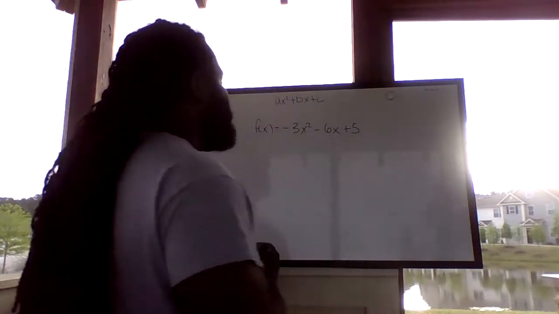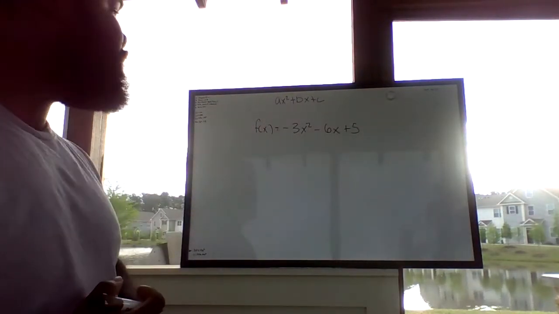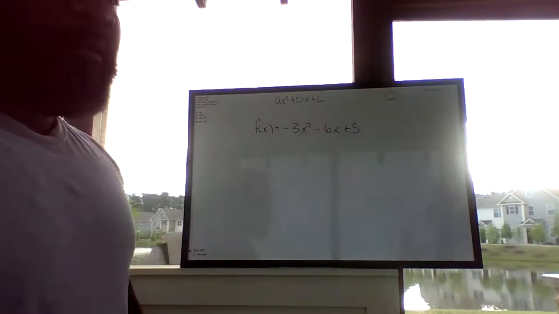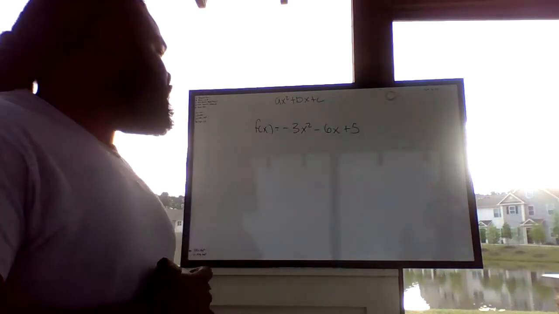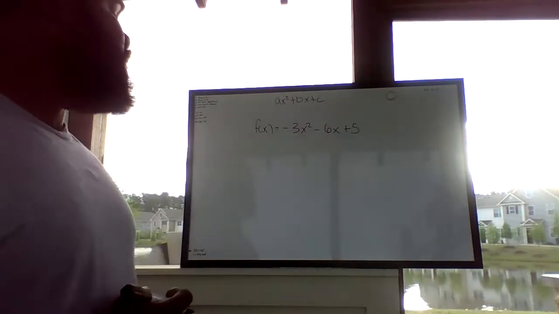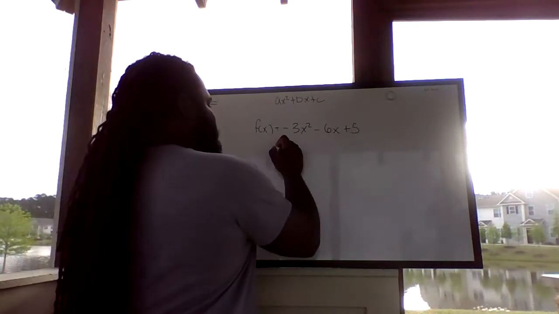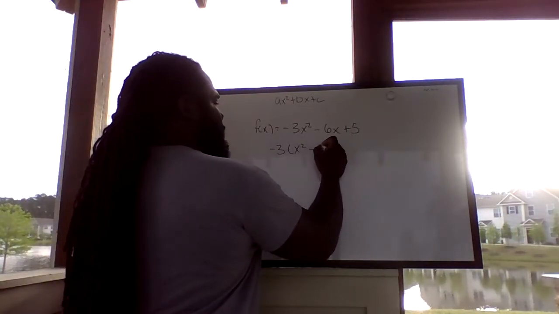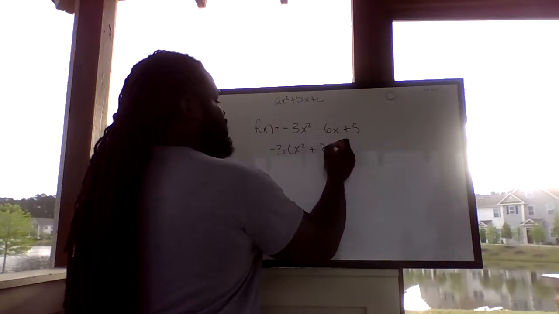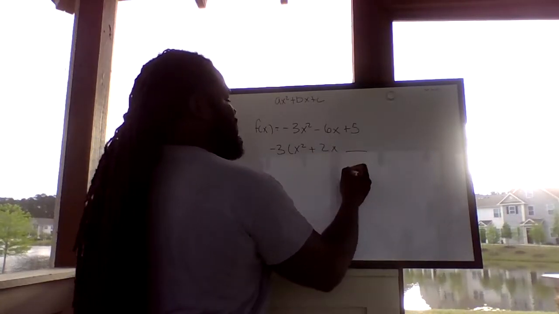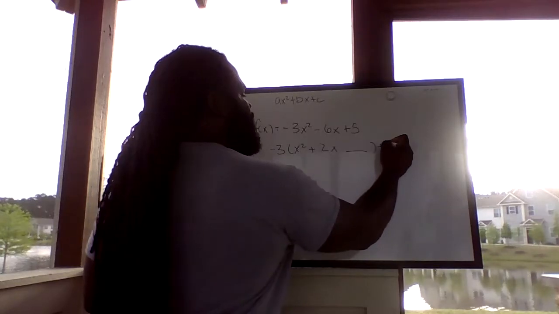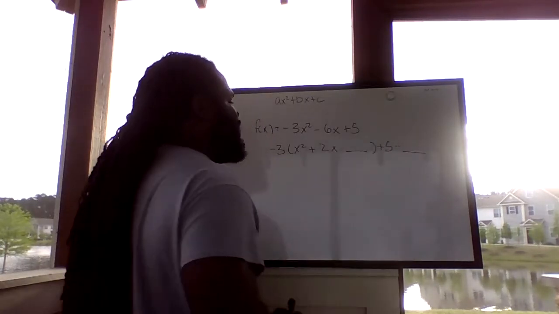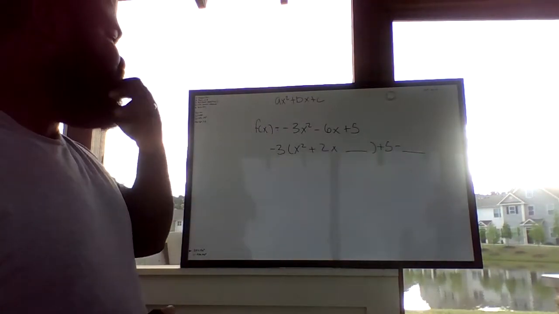All right, we got negative 3x squared minus 6x plus 5. It's already in standard form, so we don't have to rearrange anything. What we do need to do is factor out this negative 3 from my first 2 terms. That's going to give me x squared plus 2x, and leave a space to complete the square. On the outside, we got plus 5 minus a value when we write this in vertex form.